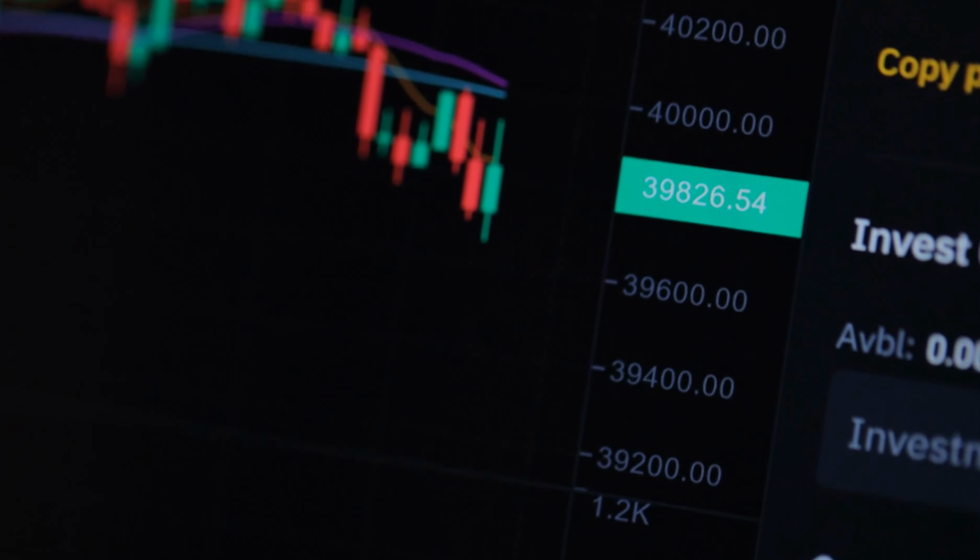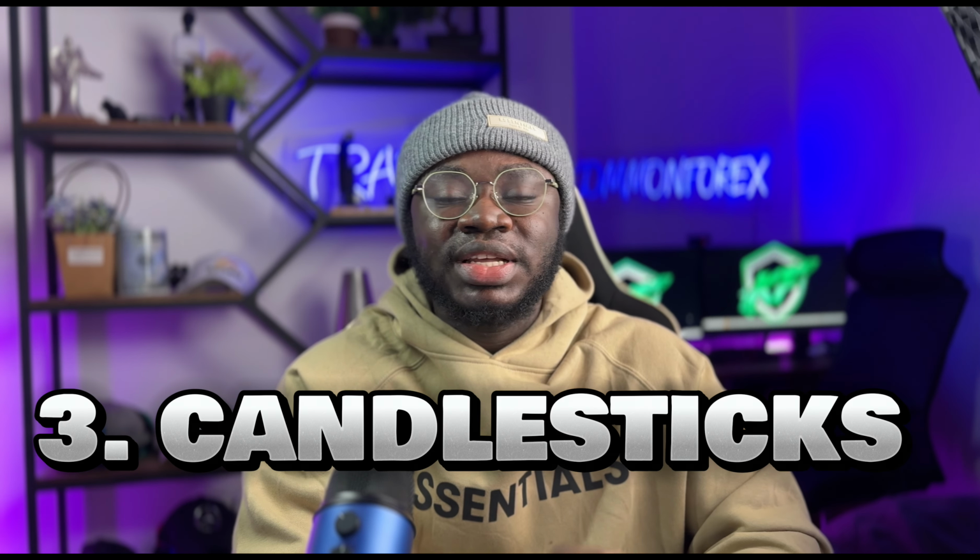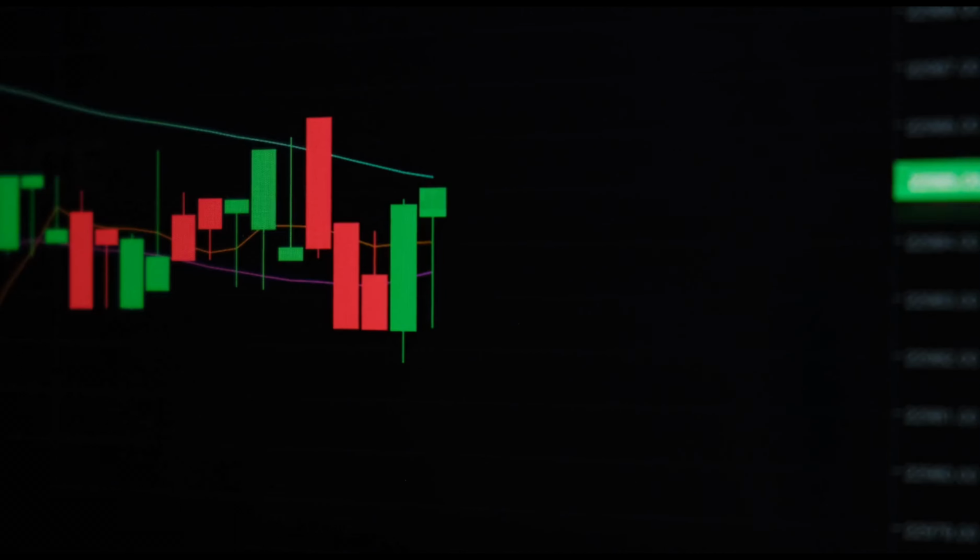So the chart is basically what explains price movement on the market. The chart is purely a depiction of what price does on the market. Then the next one is candlesticks. What are candlesticks? How did candlesticks come about?